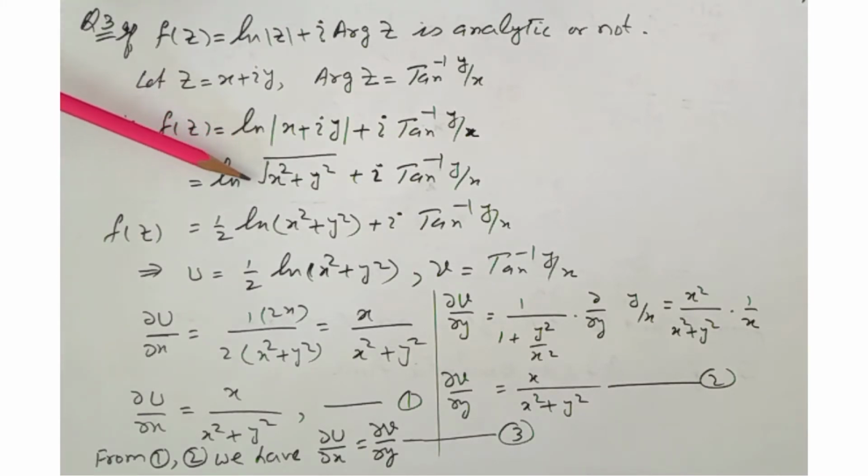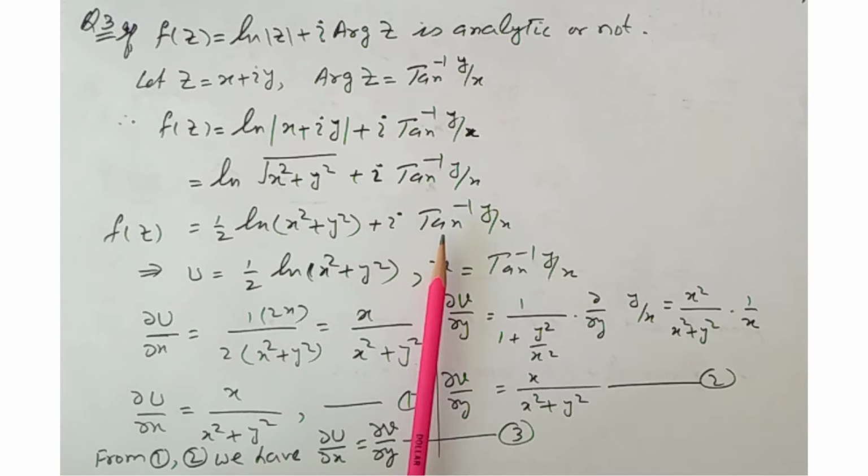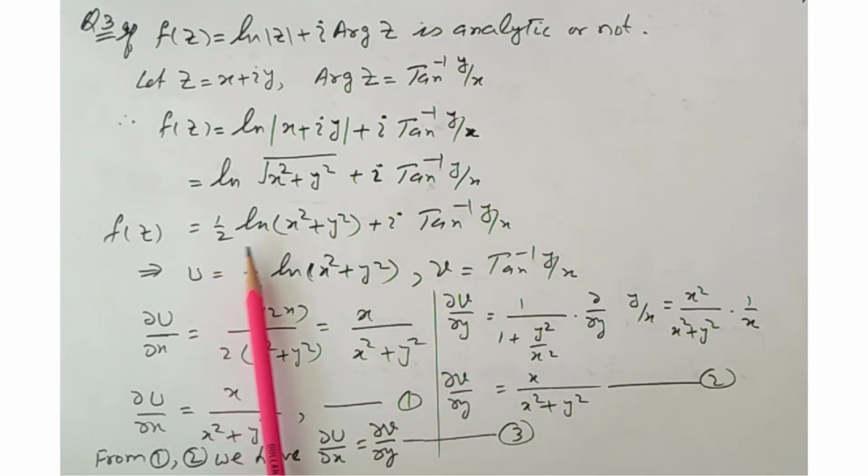This square root means (x^2 plus y^2) raised to the power 1 by 2. So using the formula of log, we take here 1 by 2 log of (x^2 plus y^2) plus i tan inverse y over x. Now you see, this is the real part and this is the imaginary part. This is u equal to 1 by 2 log of (x^2 plus y^2) and v equal to tan inverse y over x.